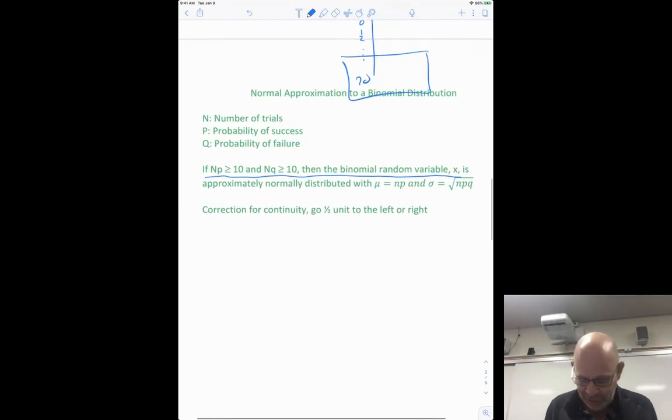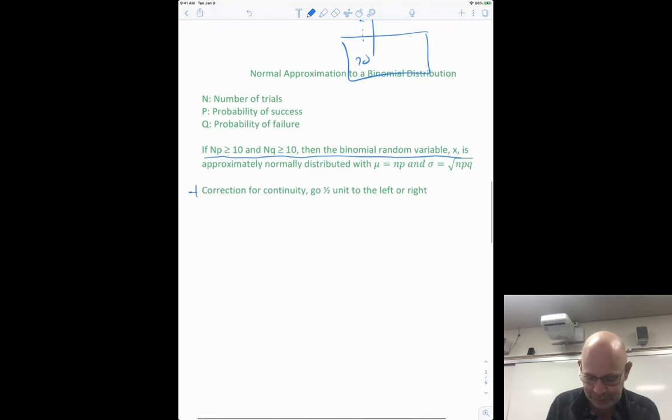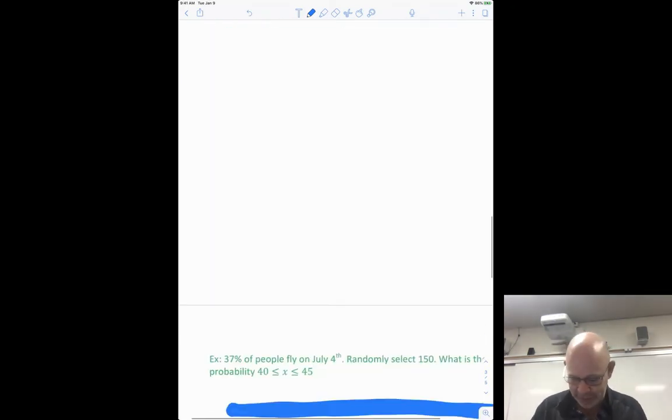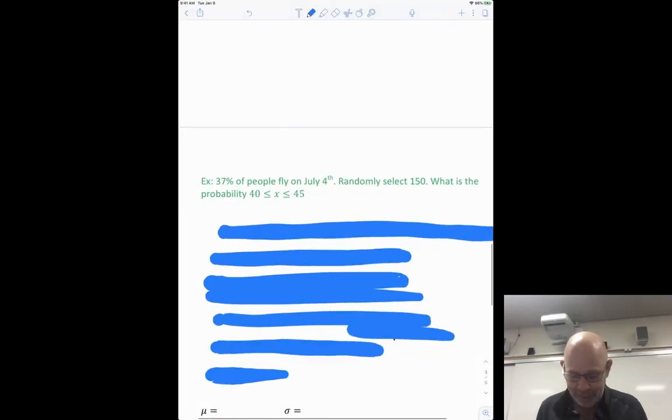We have to do this thing that's called a correction for continuity, which I'll explain in just a second. Okay, so I'll come back to that. It says go half a unit to the left or half a unit to the right. You'll see what that means in just a second. So here's the example problem.